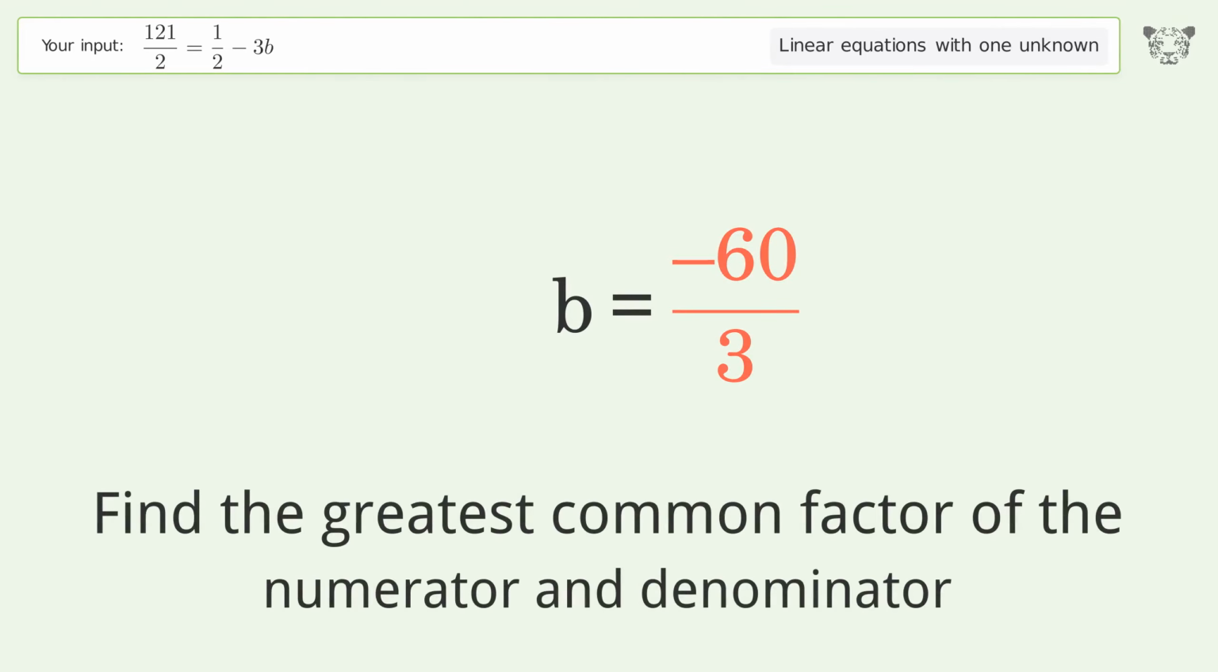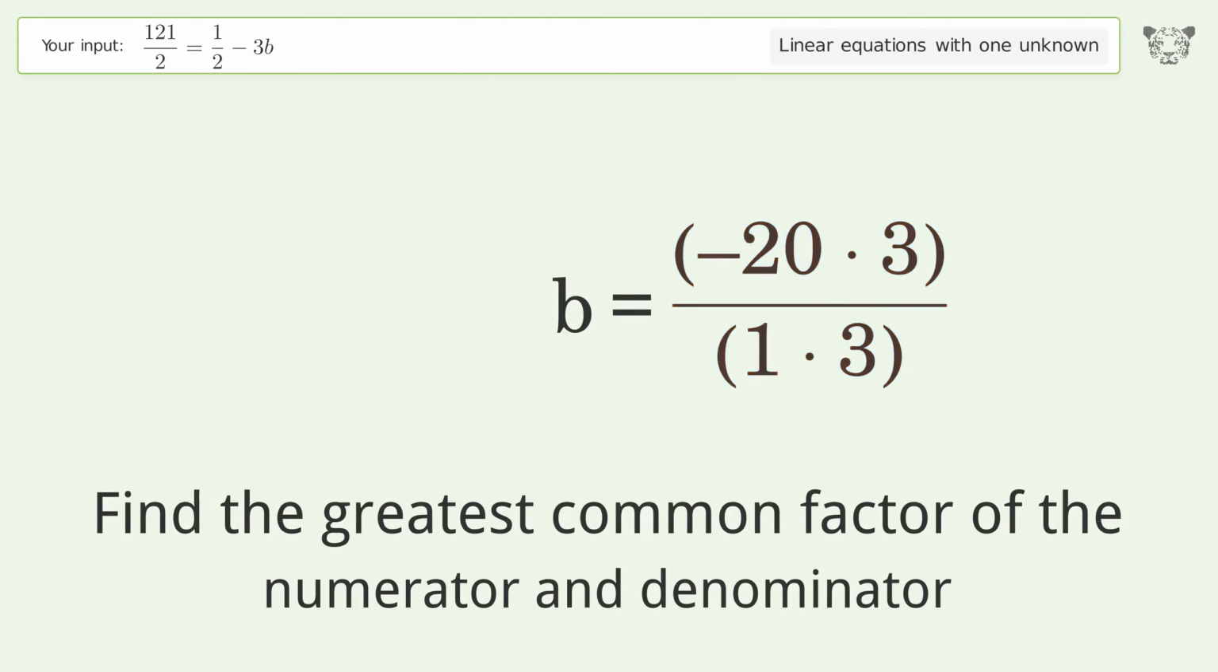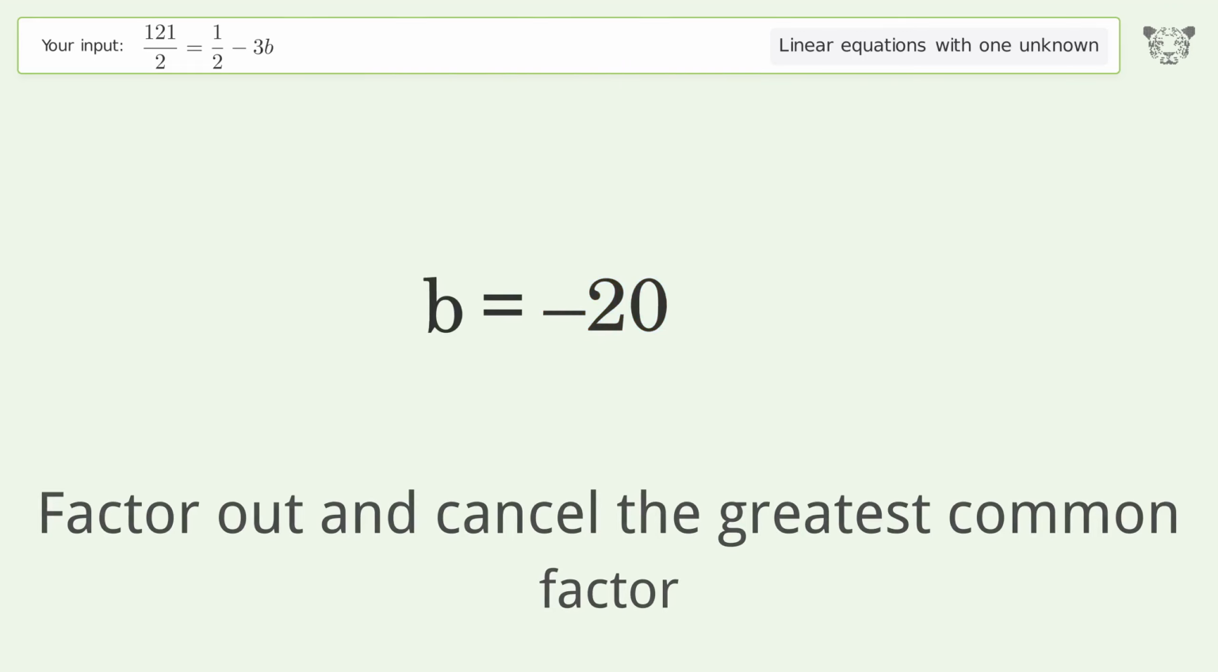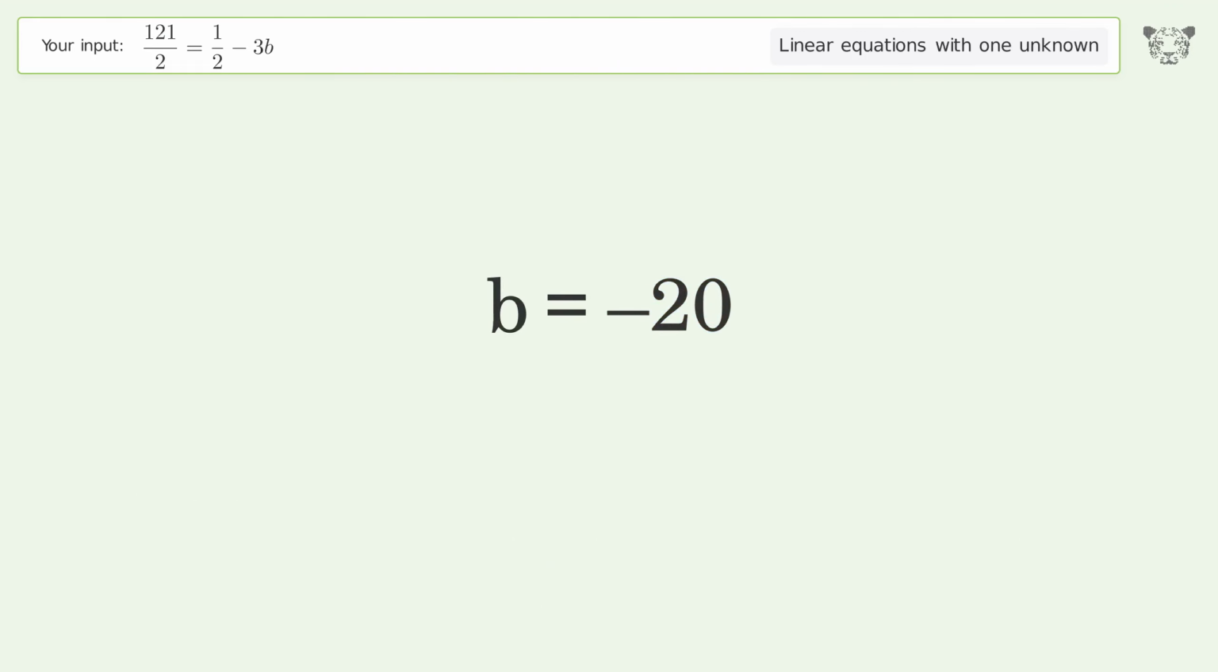Find the greatest common factor of the numerator and denominator. Factor out and cancel the greatest common factor. And so the final result is b equals -20.